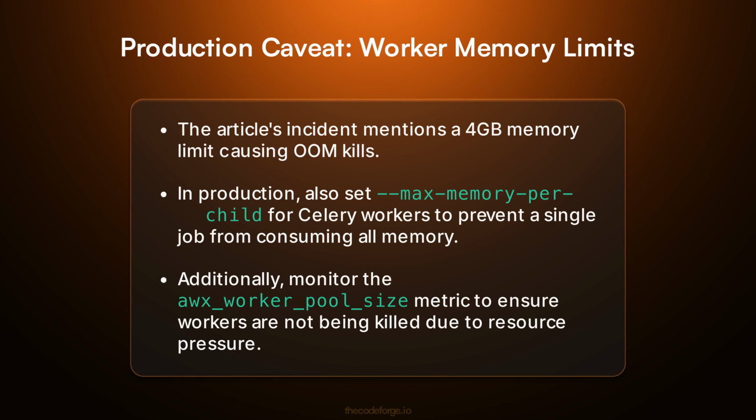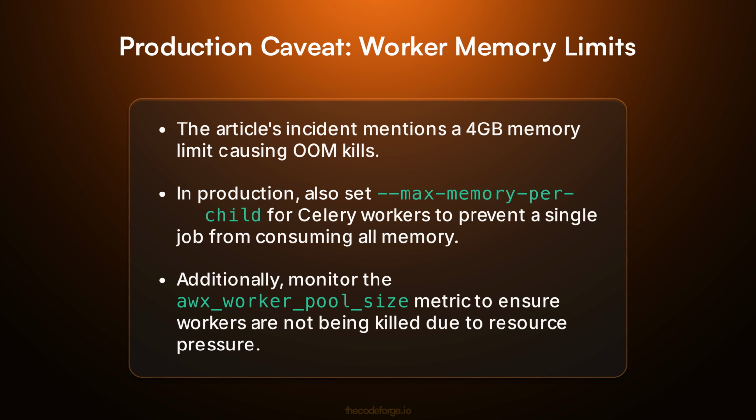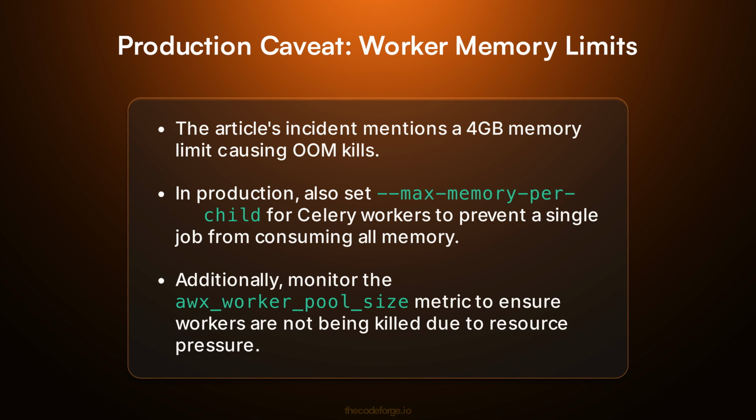The article's incident mentions a 4 GB memory limit, causing OOM kills. In production, also set max-memory-per-child for Celery workers to prevent a single job from consuming all memory. Additionally, monitor the AWX worker pool size metric to ensure workers are not being killed due to resource pressure.